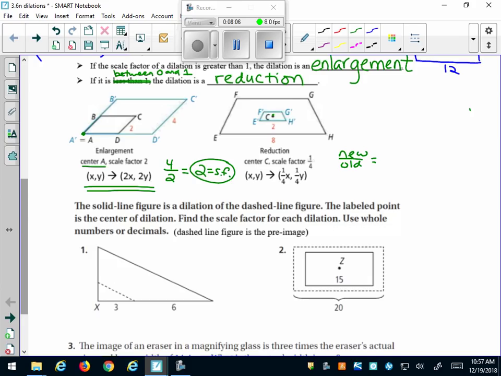2, and the old is 8. So that simplifies to 1/4. So my scale factor is 1/4. And my rule would be xy maps to 1/4 x, 1/4 y.